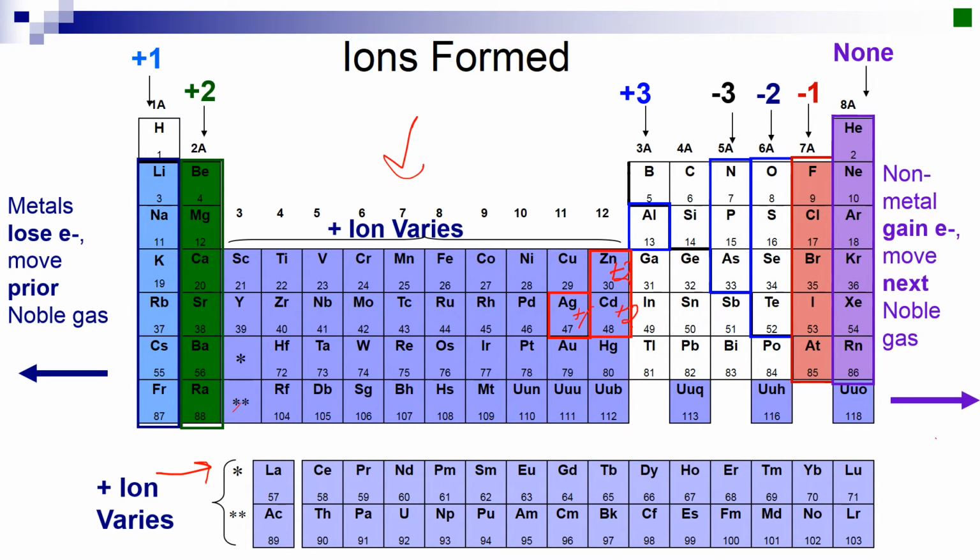Hint, hint. Okay, John, is there anything we should know about the metals that are underneath the nonmetals? Yeah, those in group 4, tin and lead, are two that actually can vary. So sometimes they're +2, sometimes they're +4. And probably the same thing is true with bismuth as well.